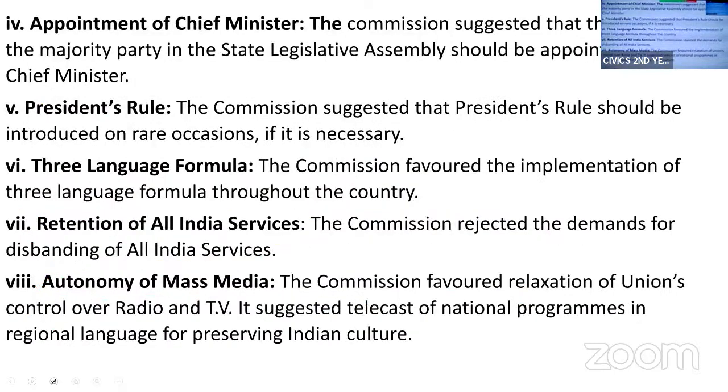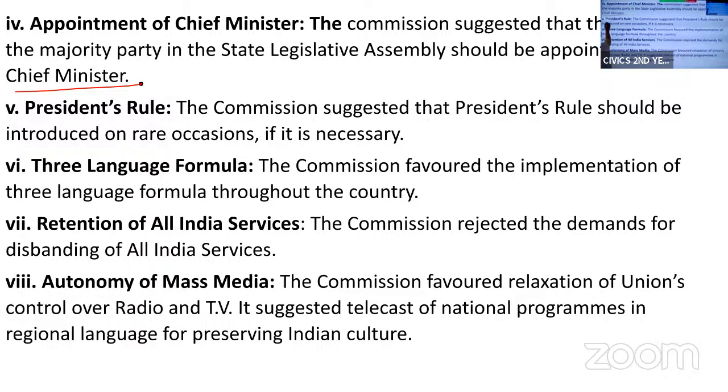Then appointment of chief minister. The commission suggested that the party which secures majority in the legislative assembly, the leader of that party should be appointed as the chief minister of the state. Okay. The leader of the majority party in the assembly should be appointed as the chief minister.